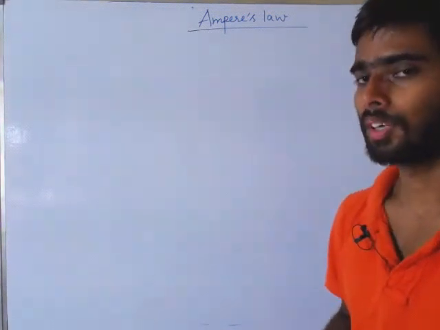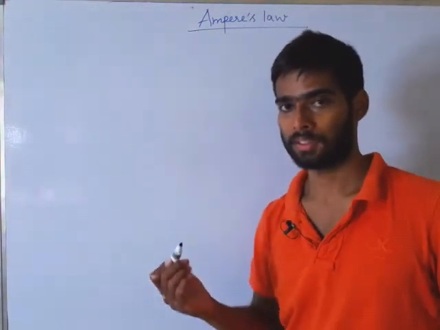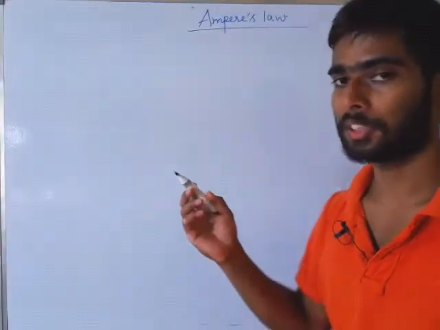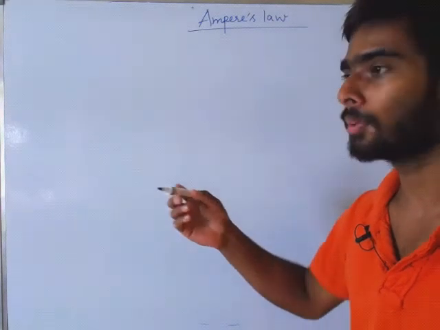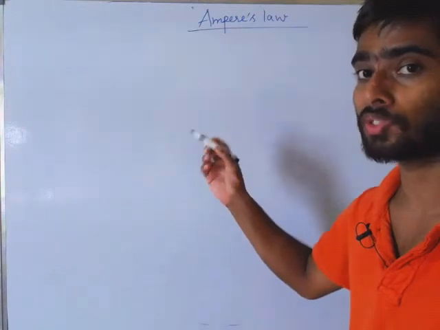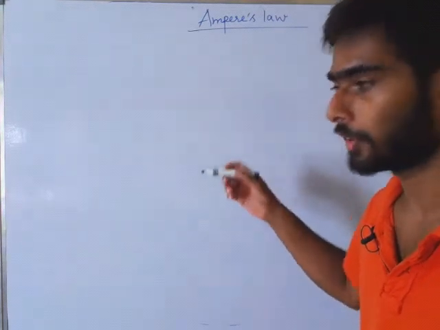Hello friends, in the previous lecture I calculated the magnetic field around a current carrying wire using Ampere's law. Now in this lecture I will be calculating the magnetic field of a solenoid. A solenoid is nothing but the winding which we use in transformers and machines. I will be dealing with this solenoid.